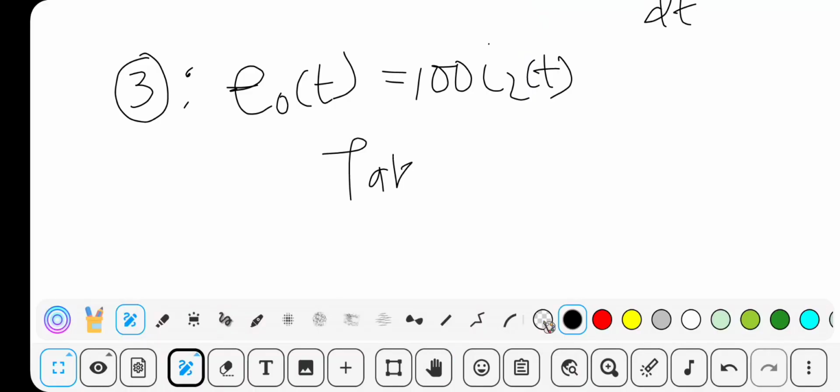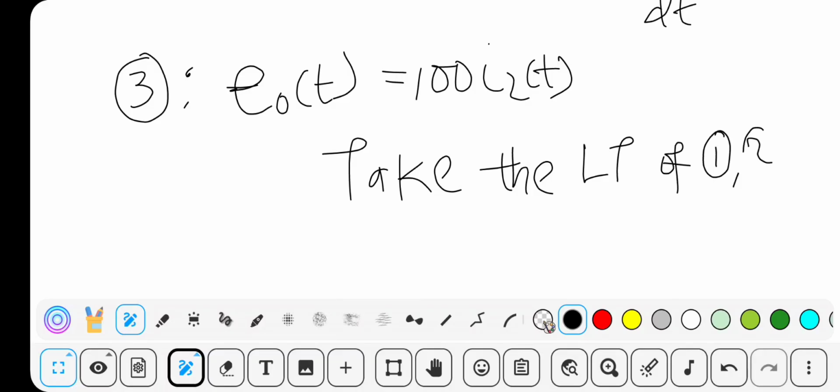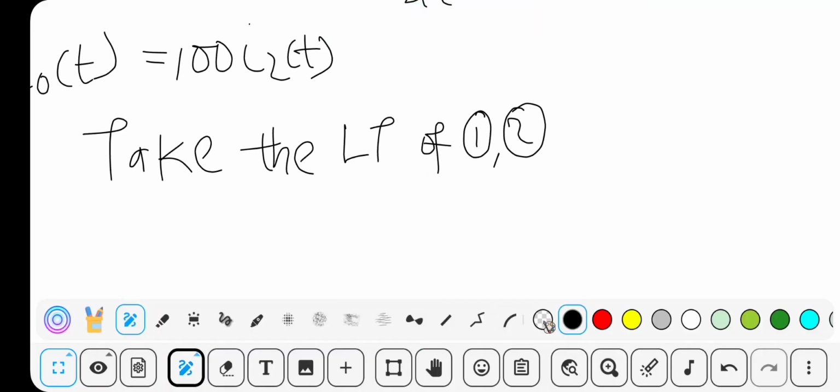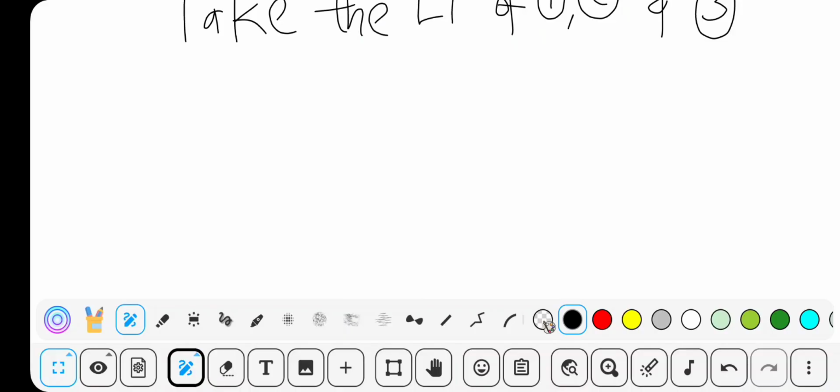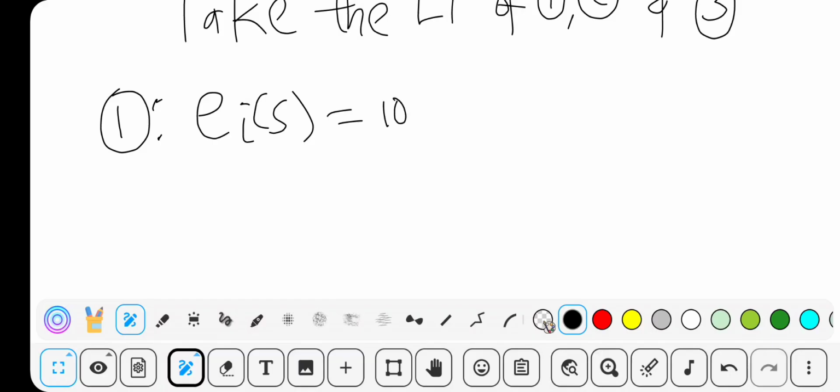Now it's time to take the Laplace transform. Take the Laplace transform of equations 1, 2, and 3, the new sets. And for the first equation, the Laplace transform is this.